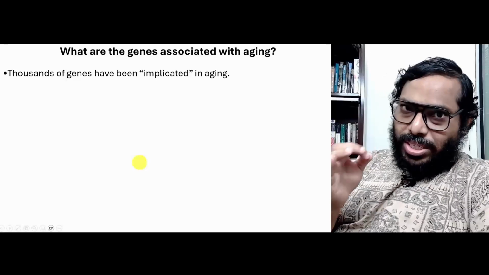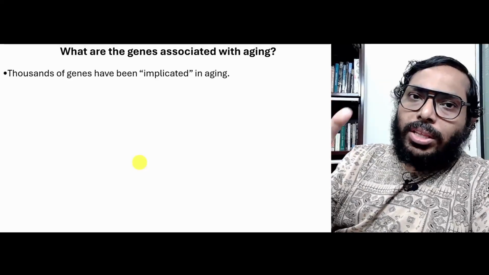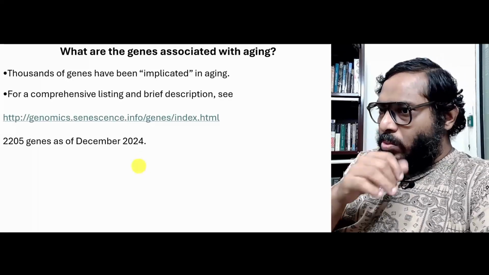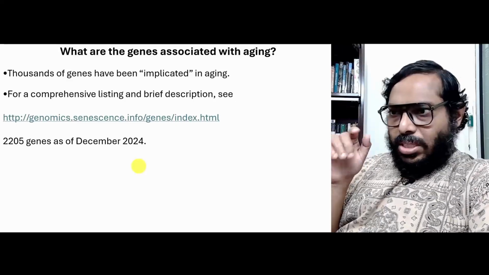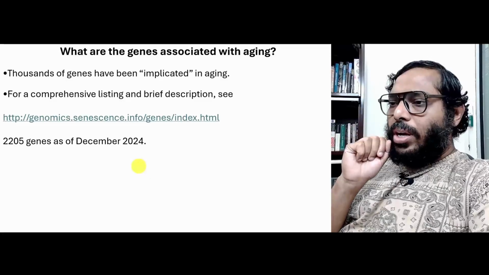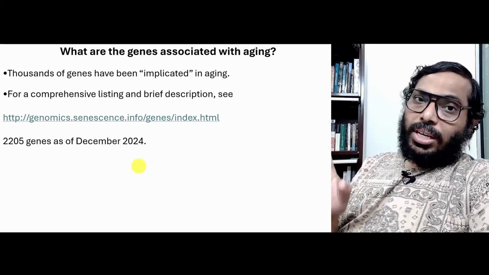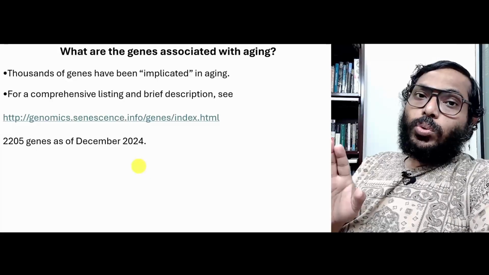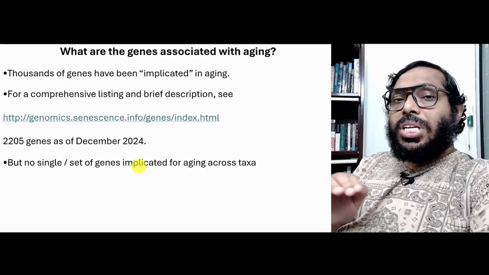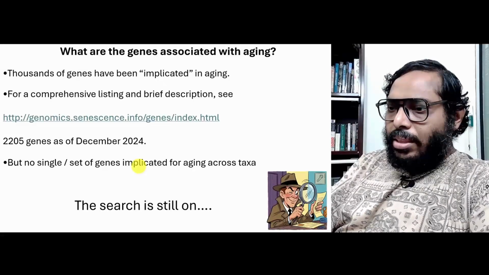So, thousands of genes have been implicated in aging. Implicated means that people have shown that if you knock them out, or if you create a mutation, then that can cause some change in terms of the aging pattern. So, just to give you a comprehensive listing, I have given you this link. As of December 2024, this is the last time that they updated this particular database. There were 2205 genes on this database. In some system or the other, in some strain or the other, these are the genes which have been shown to have an effect, and yet there is no single gene or set of genes which are implicated for aging across all taxa. However, given the commercial incentives etc., the search is still on.